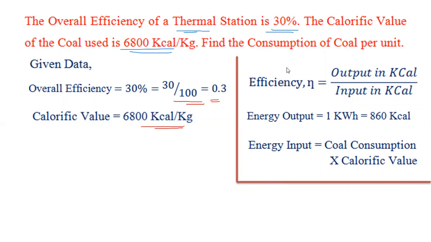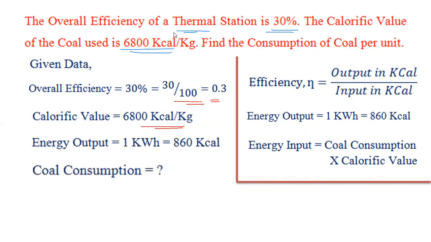Here we want to find out the coal consumption, how much coal is utilized. The energy output is 1 kWh, which by default is the constant value of 860 kilocalorie.